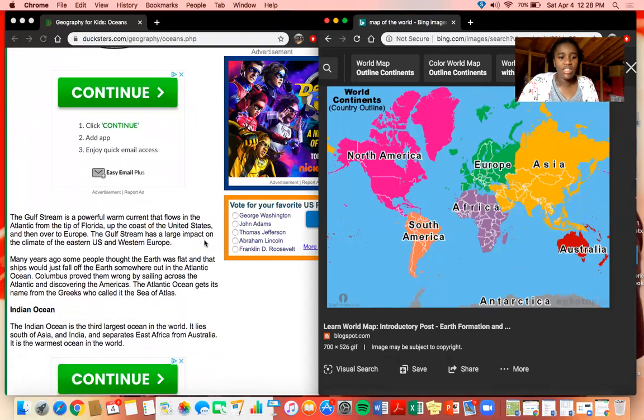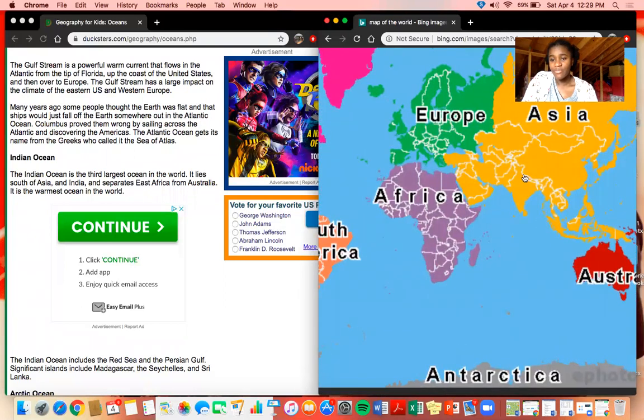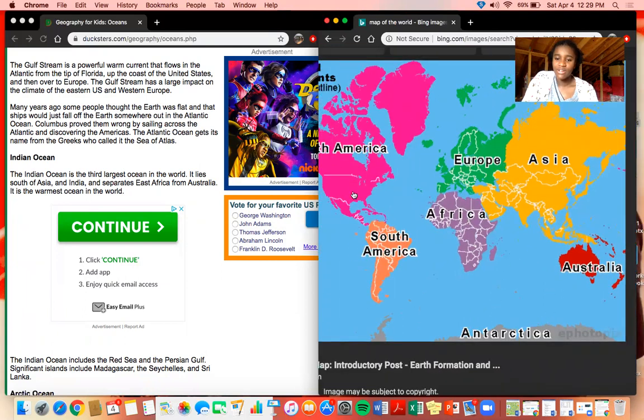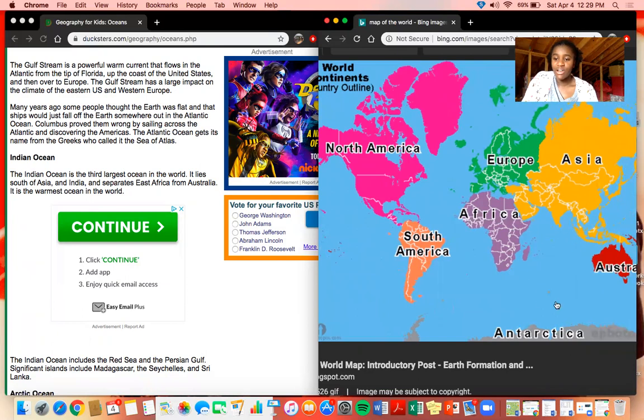Then we have our Indian Ocean. The Indian Ocean is right here, right under India. Remember what I said? India was pretty important. It's important now. India is this yellow country in the continent of Asia. Then we have the Indian Ocean right here. And remember, we live all the way over here, so we're really close to the Pacific Ocean and the Atlantic Ocean. But the Indian Ocean is all the way over here by India.